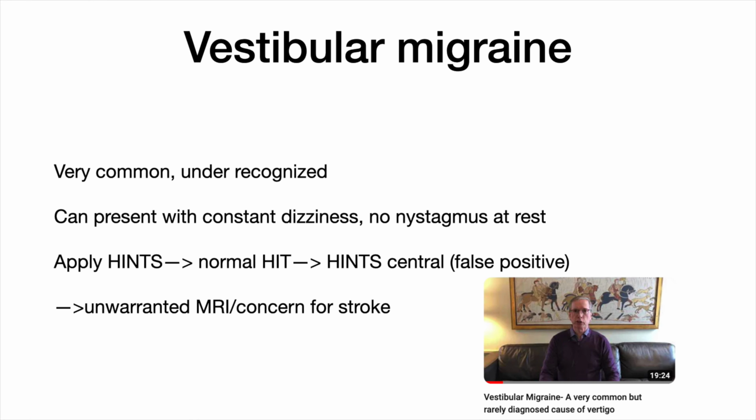And the same thing can happen to patients with vestibular migraine. It's actually a very common cause of dizziness, but way underdiagnosed. Emergency docs, by and large, aren't even aware that it exists, and certainly very few know how to make the diagnosis. You can see my video on vestibular migraine to explain it in more detail. I'll put a link in the video description. Vestibular migraine patients can also present complaining of constant dizziness, have no nystagmus, and will have a normal head impulse test, which will again lead to a HINTS central result, and to unwarranted concern for a stroke.